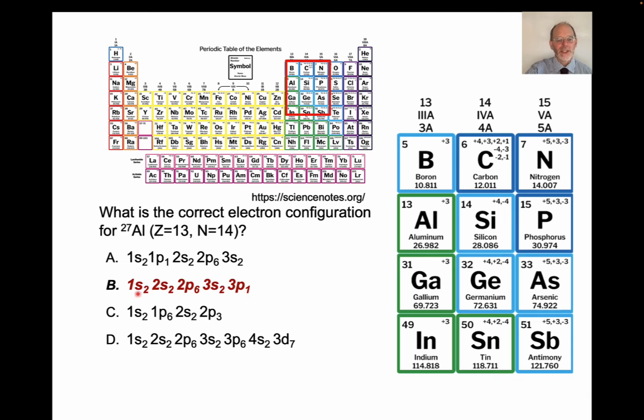It goes 1s2, fills that, fills the 2s2 and the 2p6, the second shell, completely, fills the s subshell of the third orbital, and then starts filling the p orbital. And if you go back and look at aluminum, then you'll see that this is the configuration.